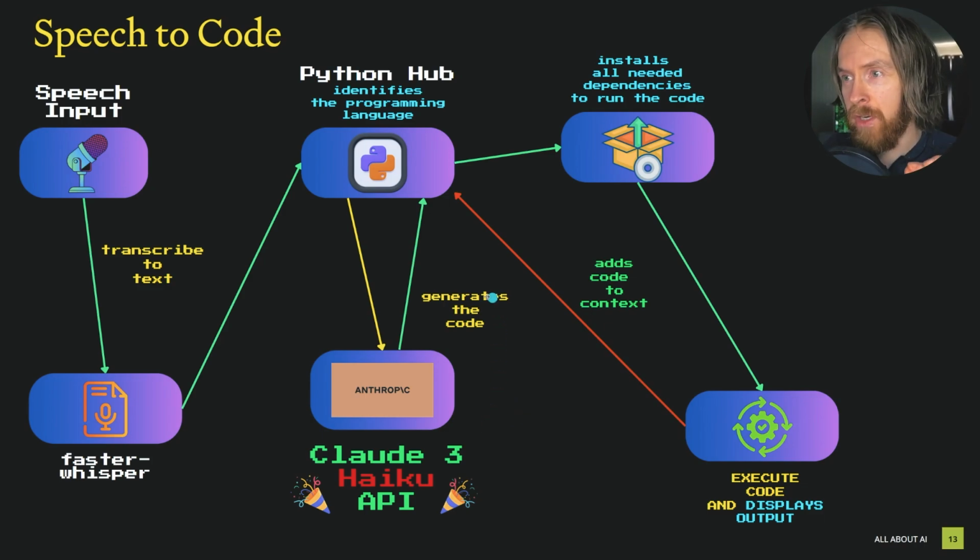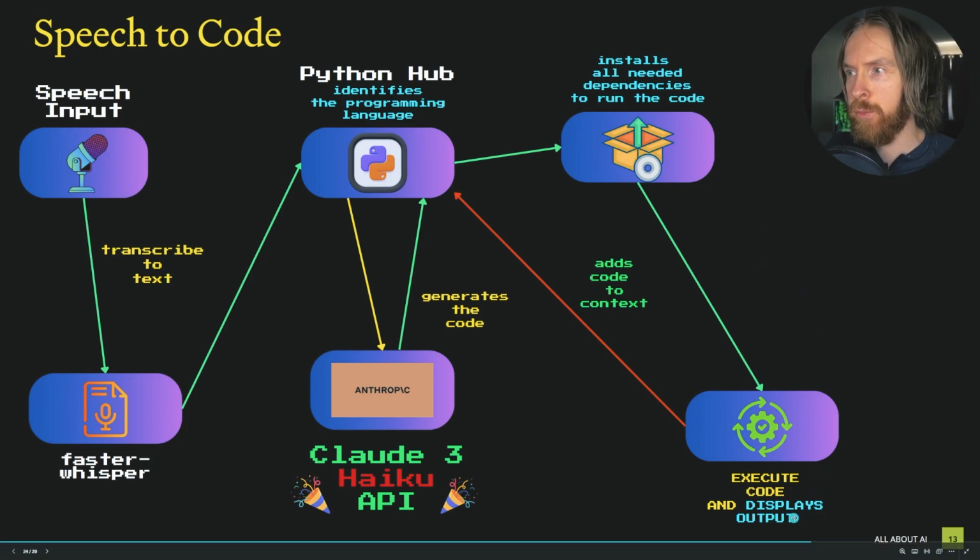And Haiku is going to generate our code, send it back to the hub. And the hub is going to try to send it over to identify all the dependencies we need to run this, and it's gonna install it. After we have installed all the dependencies, we're actually gonna execute this code and display the output.